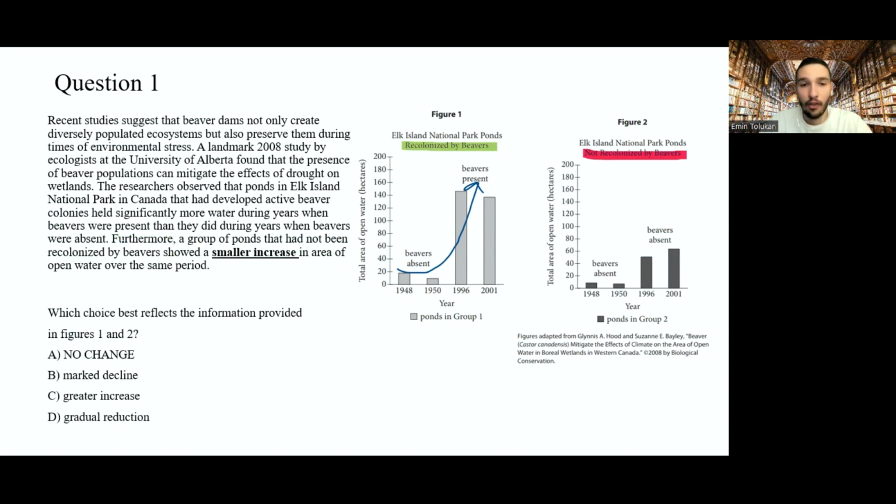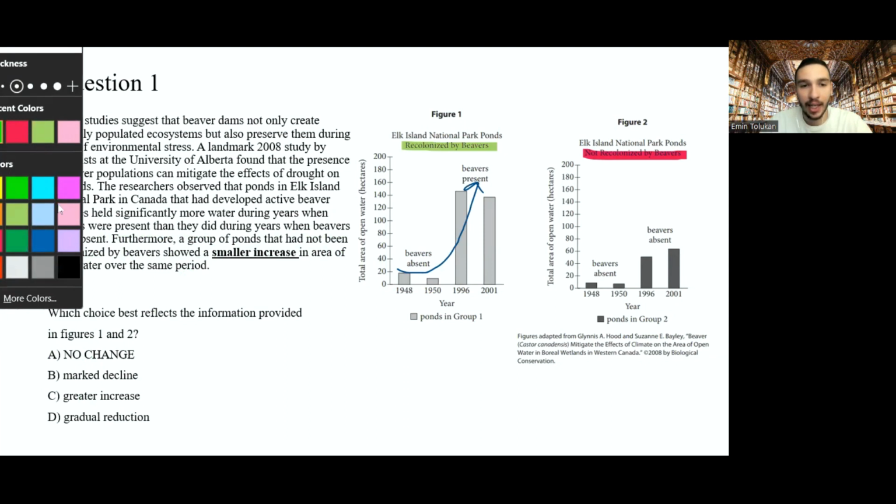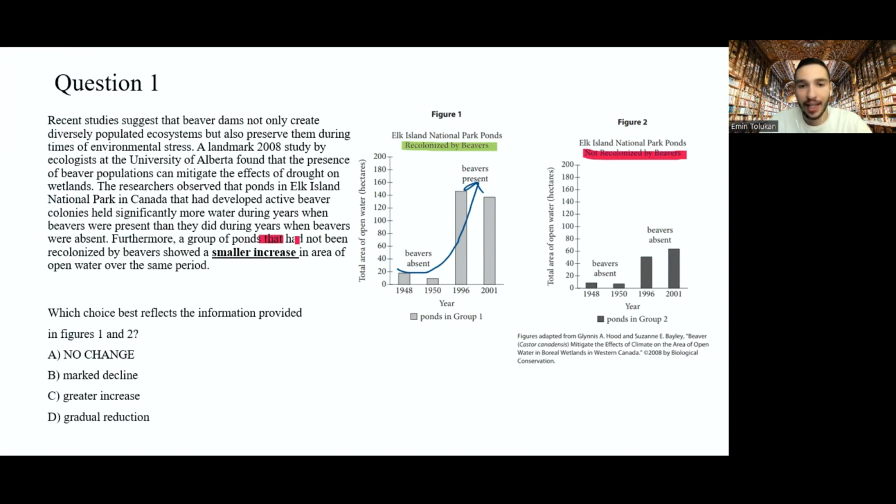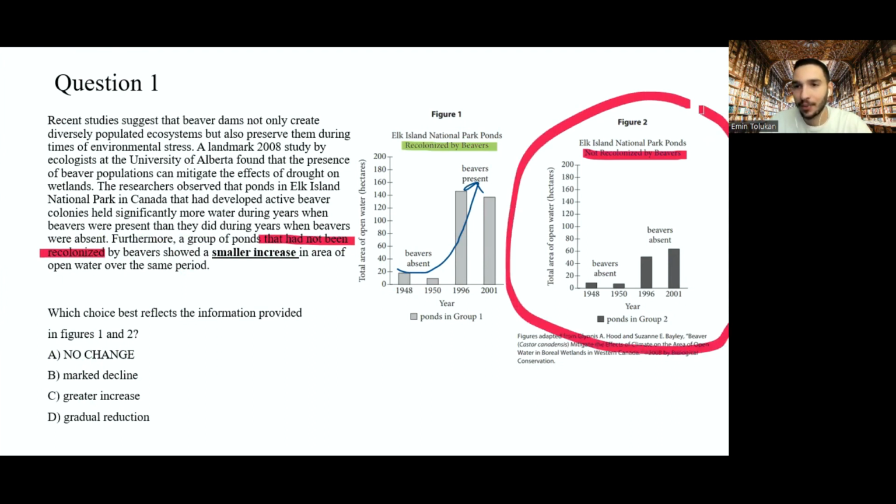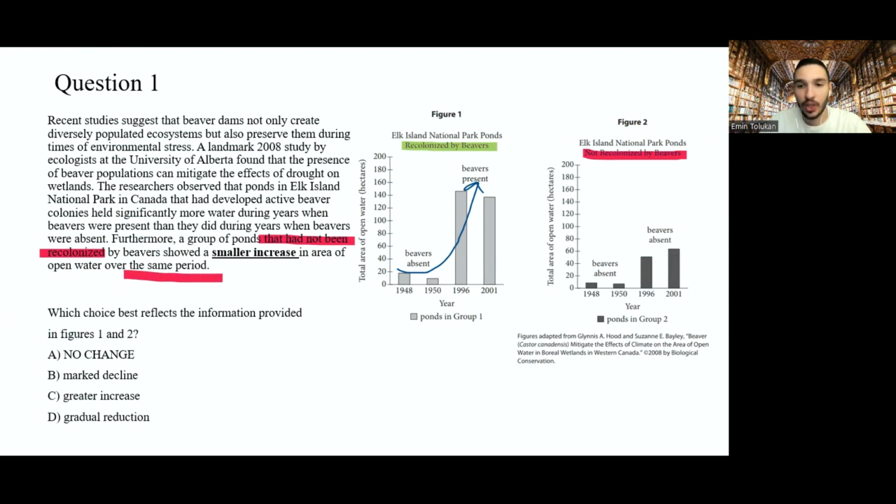What does it say? Furthermore, a group of ponds that had not been recolonized by beavers, which is shown by figure number 2, right? It showed a smaller increase, or I don't know, a certain increase in area of open water over the same period. We're talking about the same period. Where do we see the same period? We see the same period in this figure: 1948, 1950, 1996, and this one.